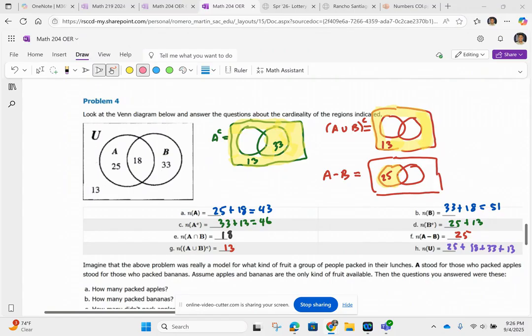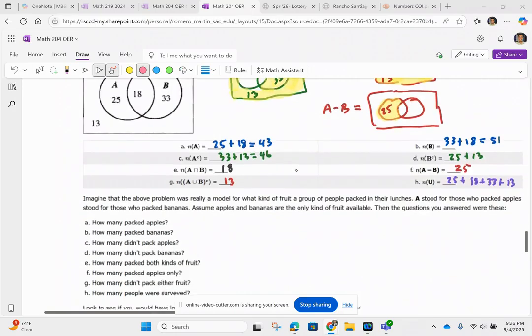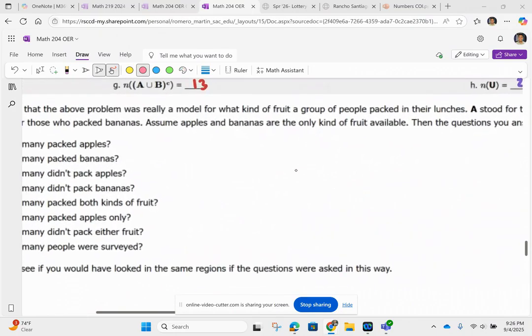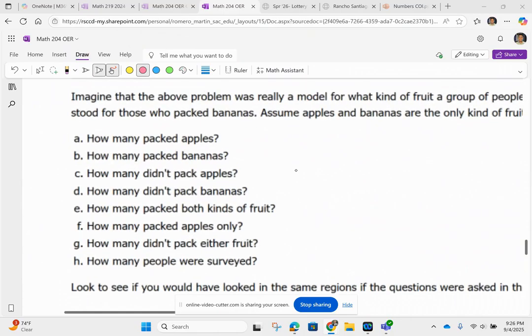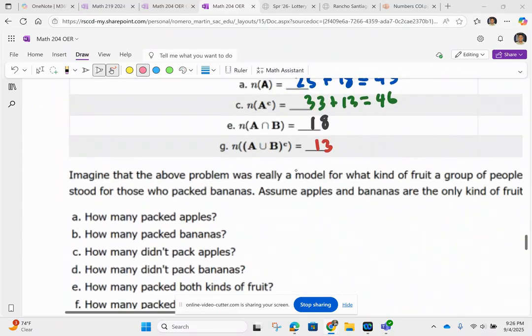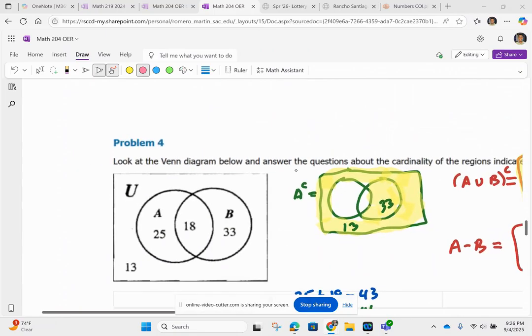So we're really analyzing the cardinality. And so these are the application problems. Again, cardinality means the number of how many are in each set, right? So asking how many packed apples, right, given this situation here.